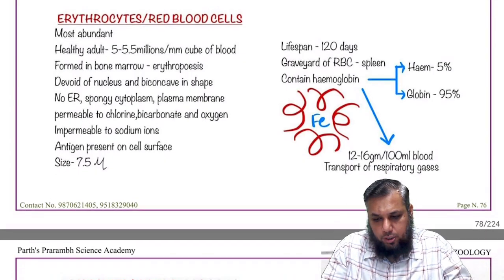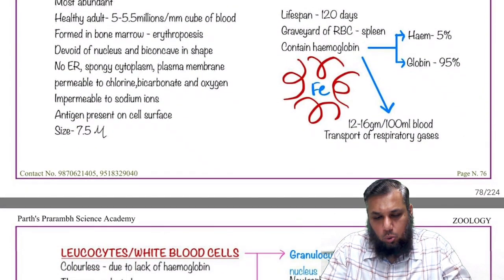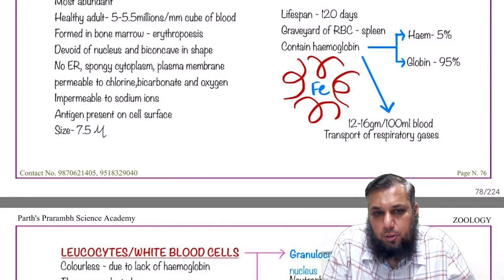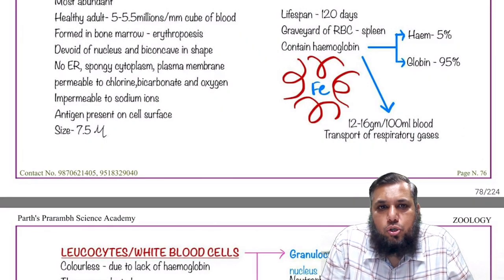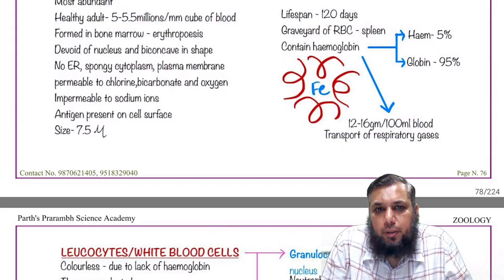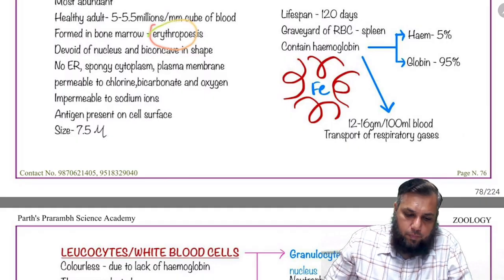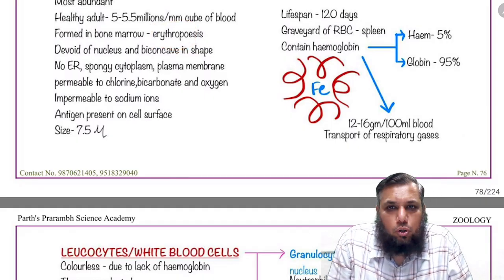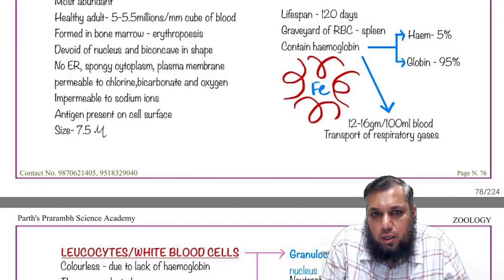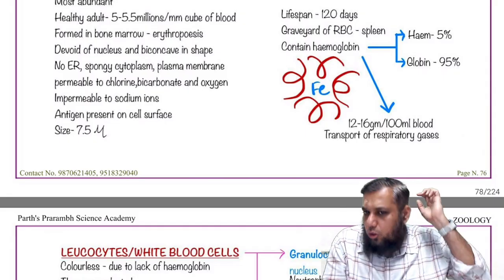So now then, dear students, what is the count of the red blood cells in a healthy adult human being? A healthy adult shows the presence of 5 to 5.5 million red blood cells per cubic millimeter of blood. That would be the exact count of an adult male. In an adult female, it could be 4 to 4.5 million. The process of formation of these red blood cells is called erythropoiesis.